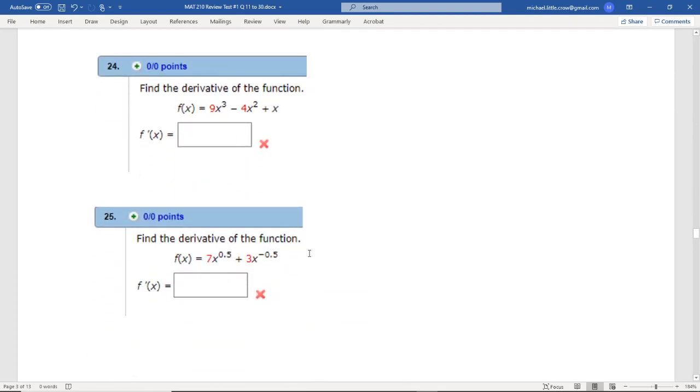Okay. Find the derivative of this function. So the derivative here, we bring the exponent down, so 3 times 9 is 27. Take 3 minus 1 and you've got 2, so 27x squared. This 2 comes down, 2 times negative 4 is negative 8. Subtract 1 from the exponent, 2 minus 1 is 1.